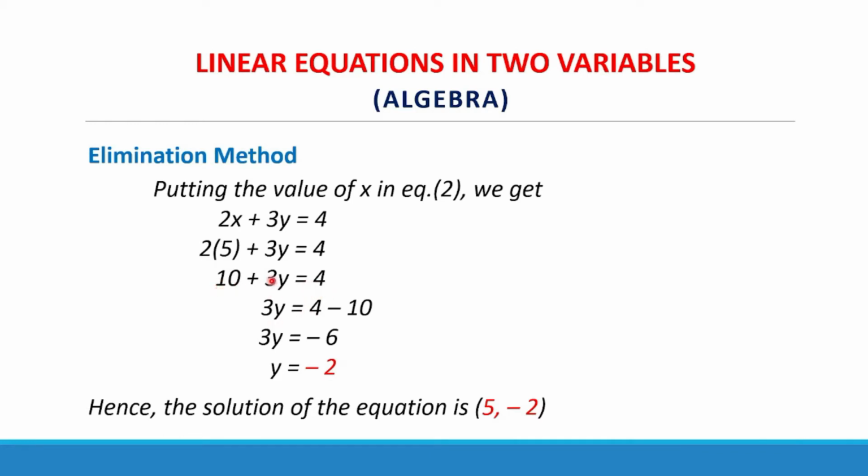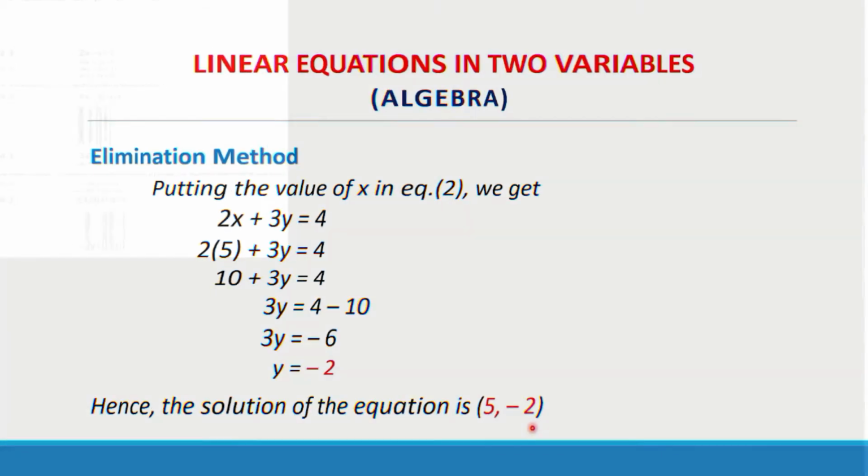Transpose positive 10 to the right side, and it is negative 10. So 3y is equal to 4 minus 10, which is negative 6. Divide everything by 3, and 3 over 3 is 1 times y, or y, and it is equal to negative 6 over 3, or negative 2. Hence, the solution of the equation is (5, -2), where this is x comma y.